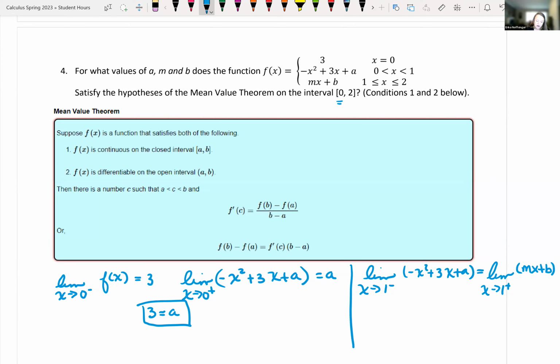If I plug in 1 wherever I see an x, I get negative 1 (that 1 is just squared) plus 3 times 1, plus a. This has to equal m times 1 plus b. So let's simplify that one side of the equation down. We get negative 1 plus 3, so that is 2 plus a. But we found what a is. A was 3. So we got 2 plus 3 is equal to m plus b. So we found that 5 must equal m plus b.